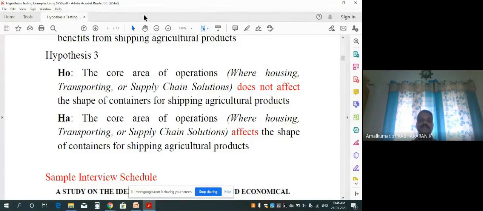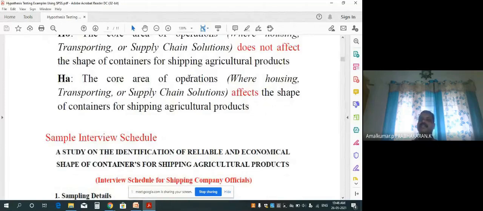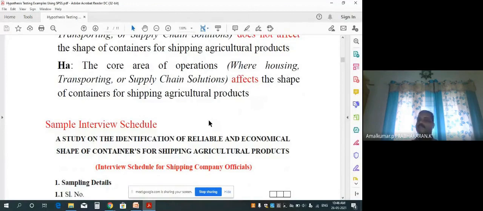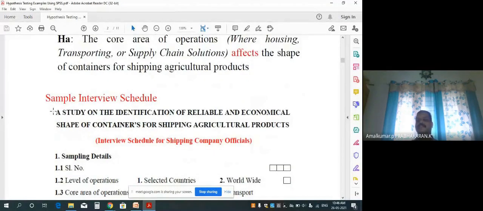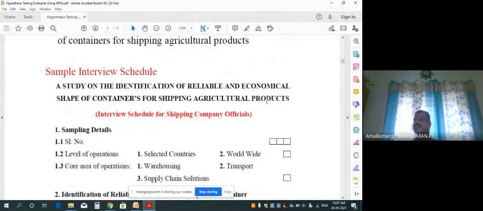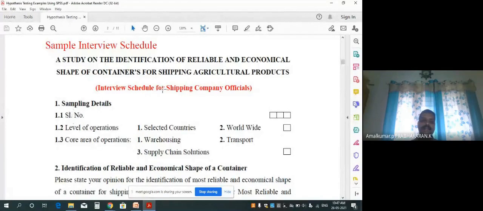So in order to solve these three hypotheses, the researcher developed an interview schedule. This is a sample interview schedule developed by the researcher. First is the title of the study: a study on the identification of reliable and economical shape of containers for shipping agricultural products. This is an interview schedule focused on the shipping company officials, and the interview schedule is divided into two parts.